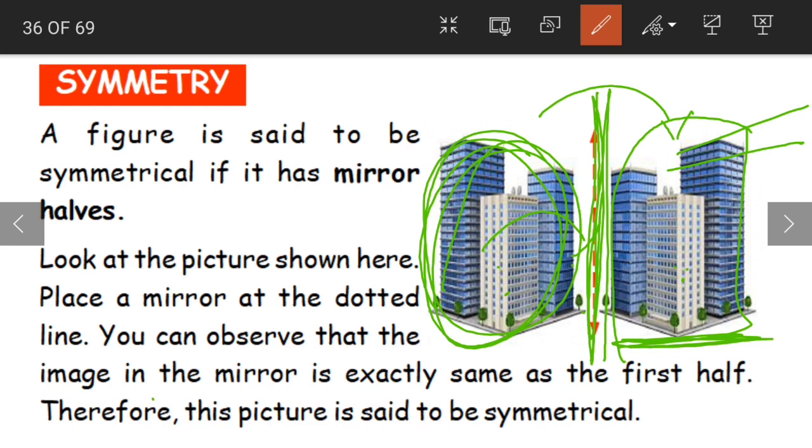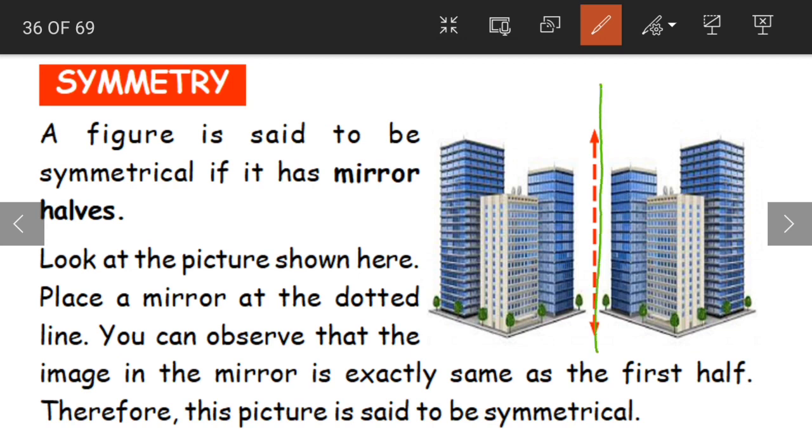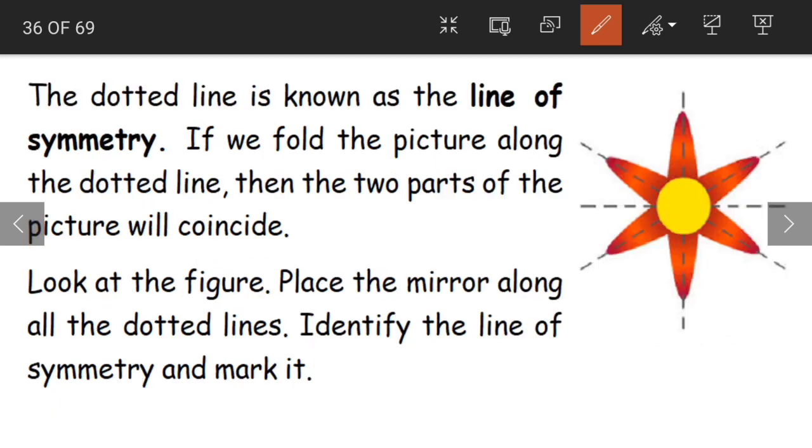When we have mirror halves, when we can find the mirror half of the image along a dotted line, this line becomes the line of symmetry. Let us look at another picture. Okay, the dotted line is known as the line of symmetry. If we fold the picture along the dotted line, then the two parts of the picture will coincide.